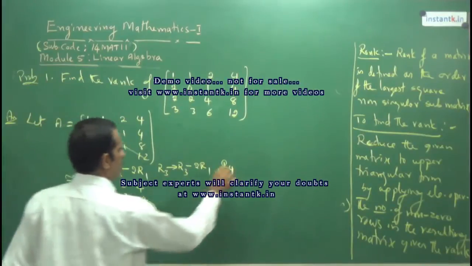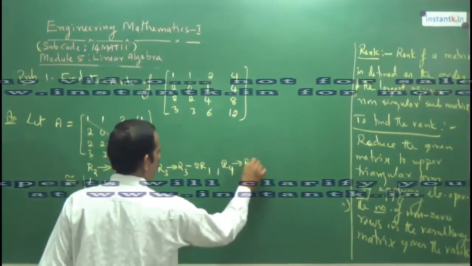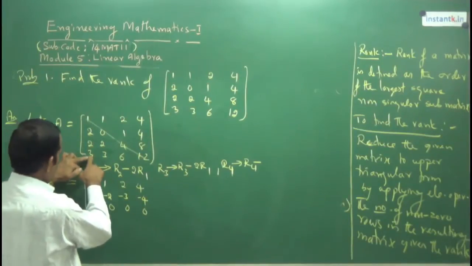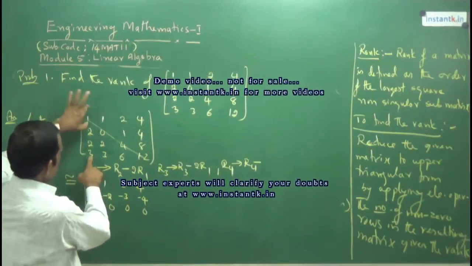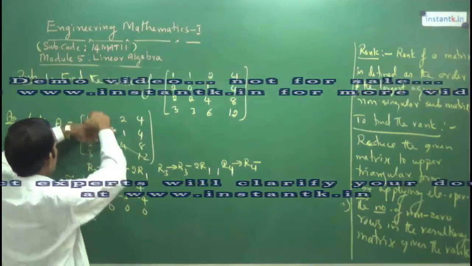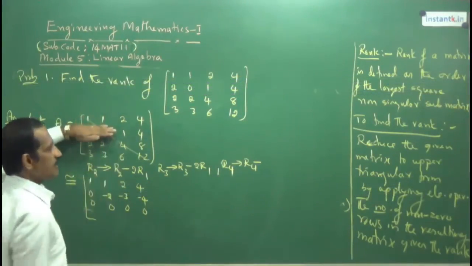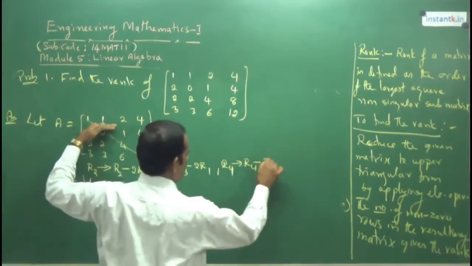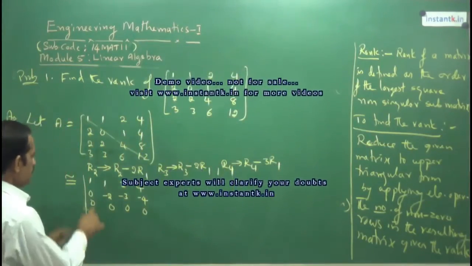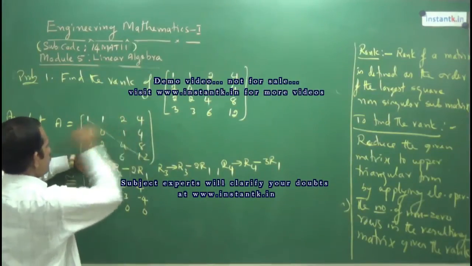R4 is replaced by R4 minus, how will get this one 0? This is 3 here. With respect to first row only you have to make it 0, not with respect to any other row. So if you multiply the first row by 3, then 3 minus 3 becomes 0. So R4 minus 3 times R1 you can write. If you operate it, what you get? This row minus 3 times of the first row.